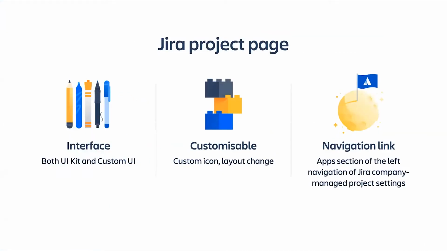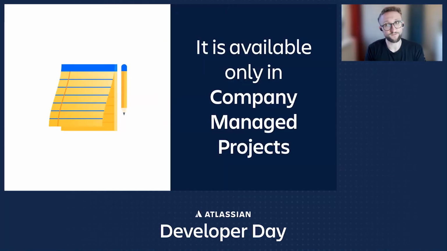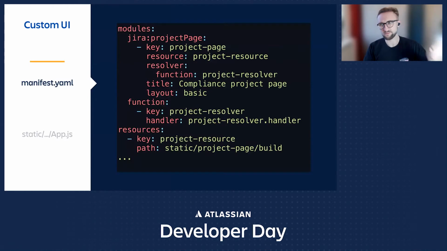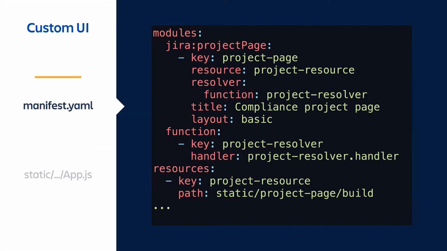Similar to Jira admin page, you can here use also both UI kit and custom UI. It's also customizable navigation links, this time most on the left navigation of Jira company managed project settings. Company managed because for now it works only in company managed projects. You won't be able to use this one in team managed project, which you also might know as next-gen. But let's back to configuration. Now we're using the Jira project page module. We add it to our application manifest.